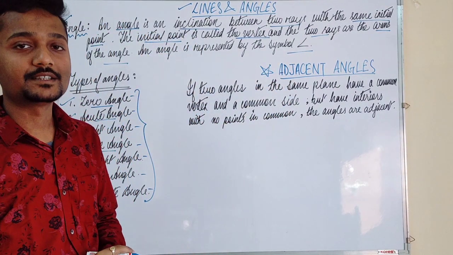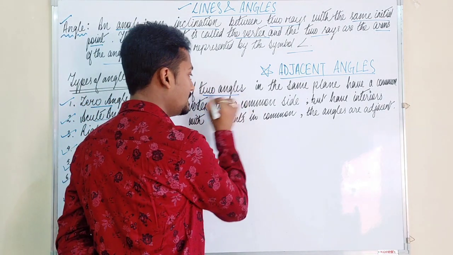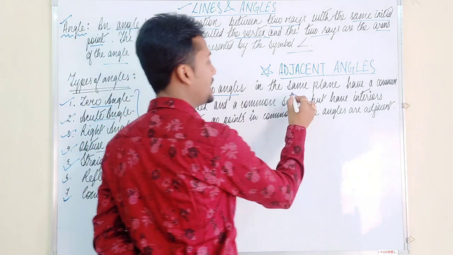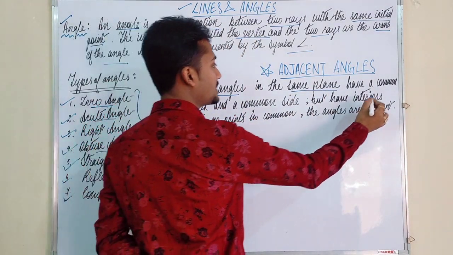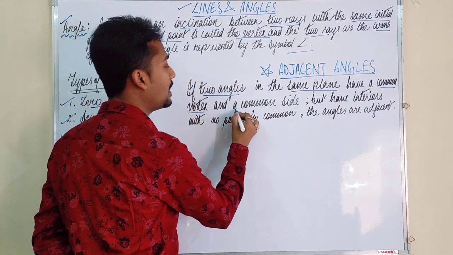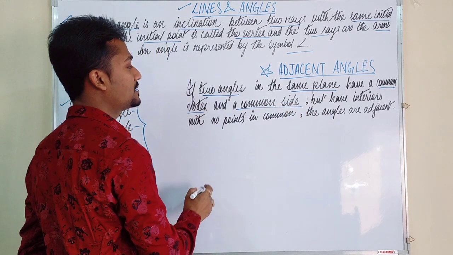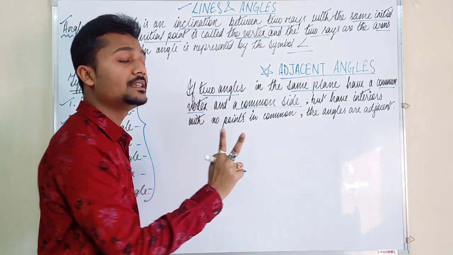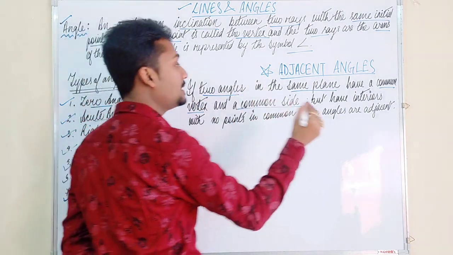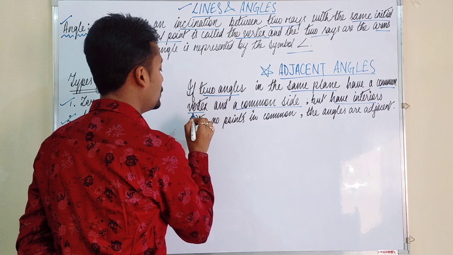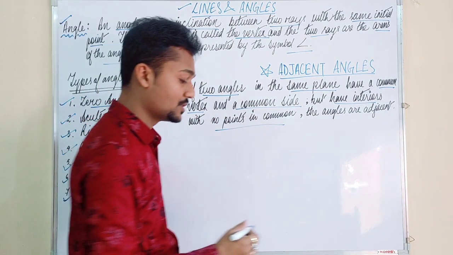Now we move on to adjacent angles. So what are adjacent angles? Let us see the definition first. If two angles in the same plane have a common vertex and a common side, till this much it is very important to understand. If two angles in the same plane have a common vertex and a common side but have interiors with no points in common, the angles are adjacent.